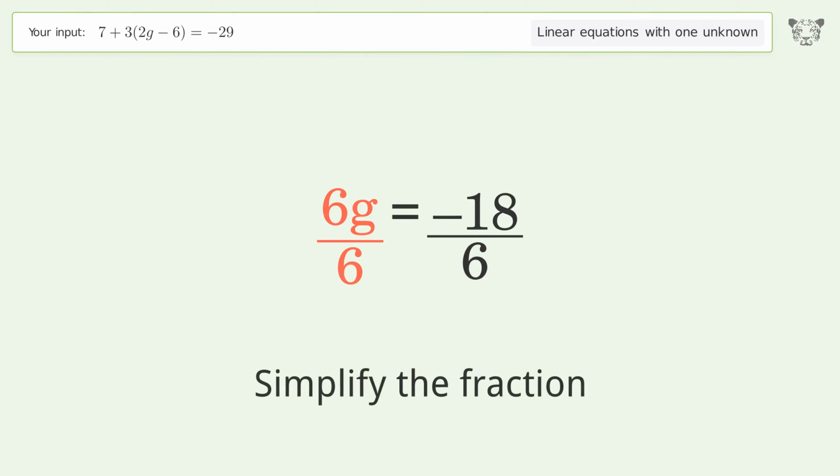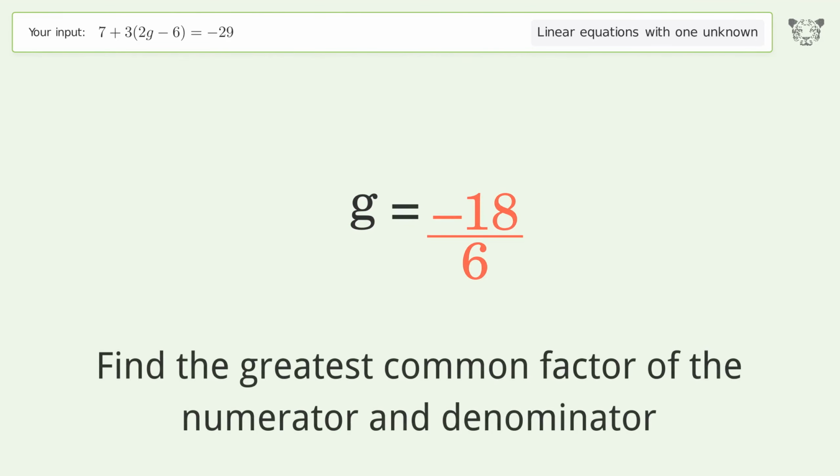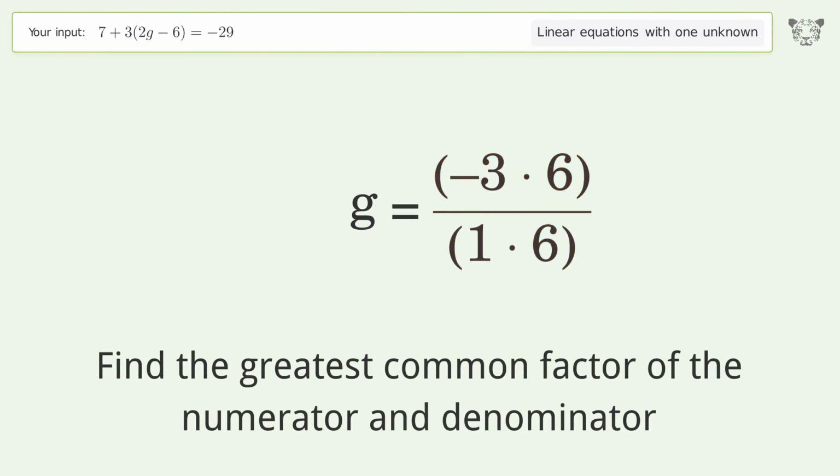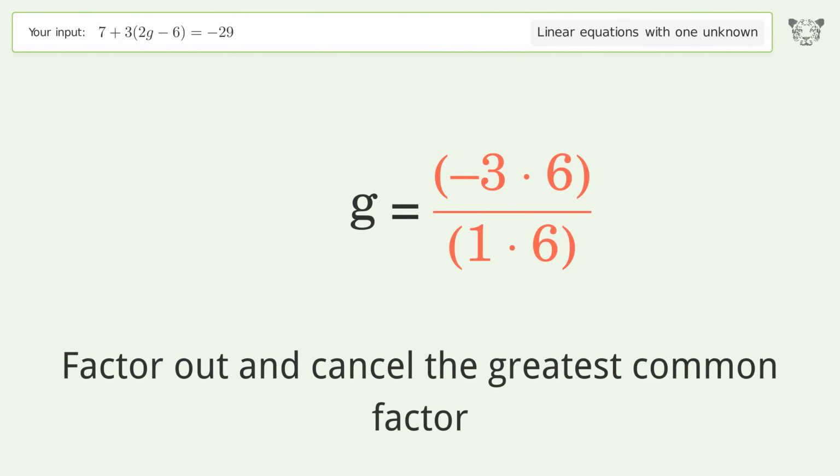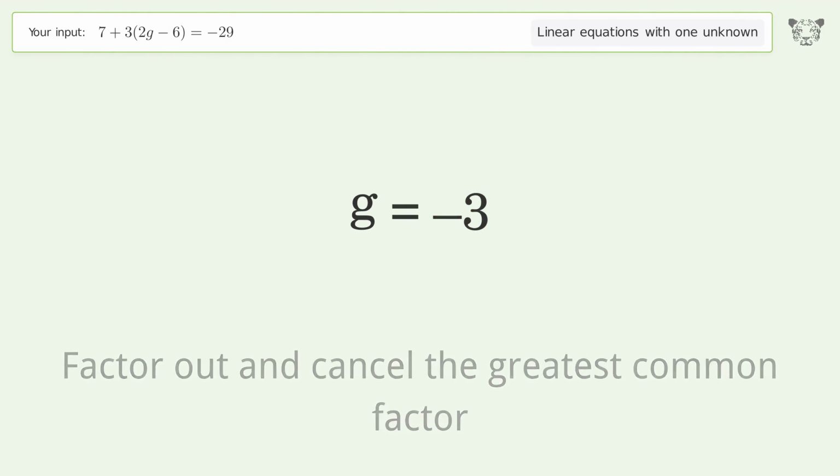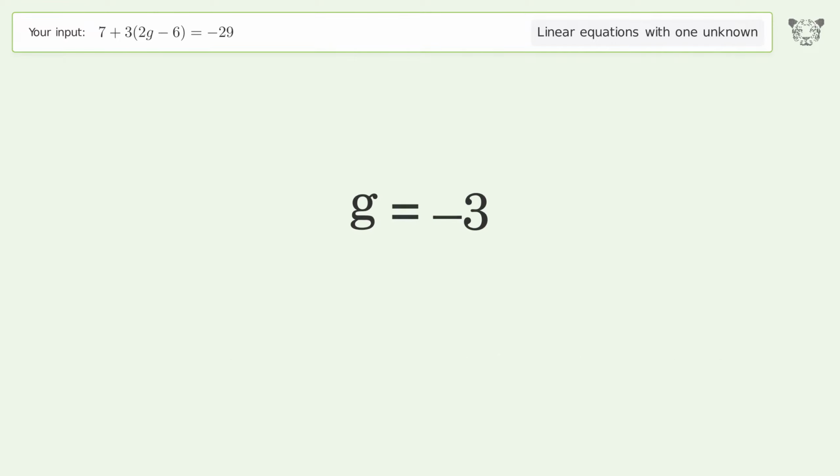Simplify the fraction. Find the greatest common factor of the numerator and denominator. Factor out and cancel the greatest common factor. And so the final result is g equals -3.